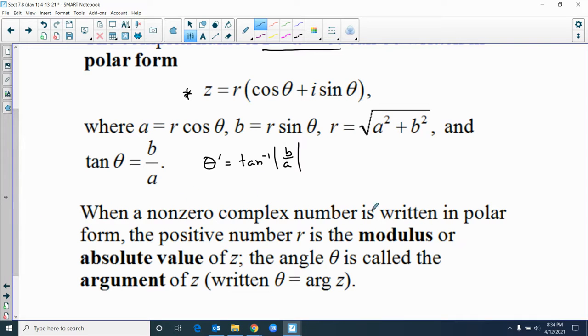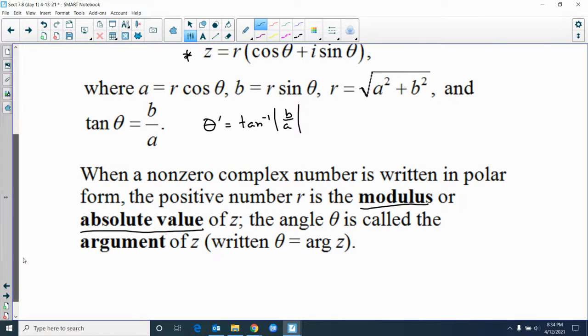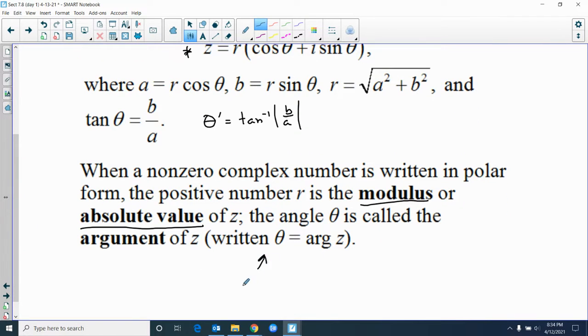When a non-zero complex number is written in polar form, the positive number, as I said earlier, is the modulus or absolute value of z. The angle is called the argument. Okay, so that's a little bit of new notation there. Theta equals the argument of z. Okay, that is the angle, the direction angle.